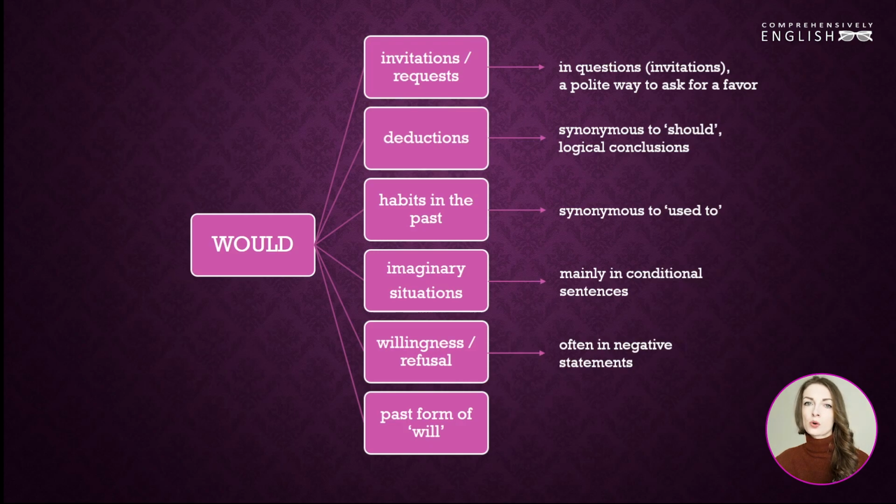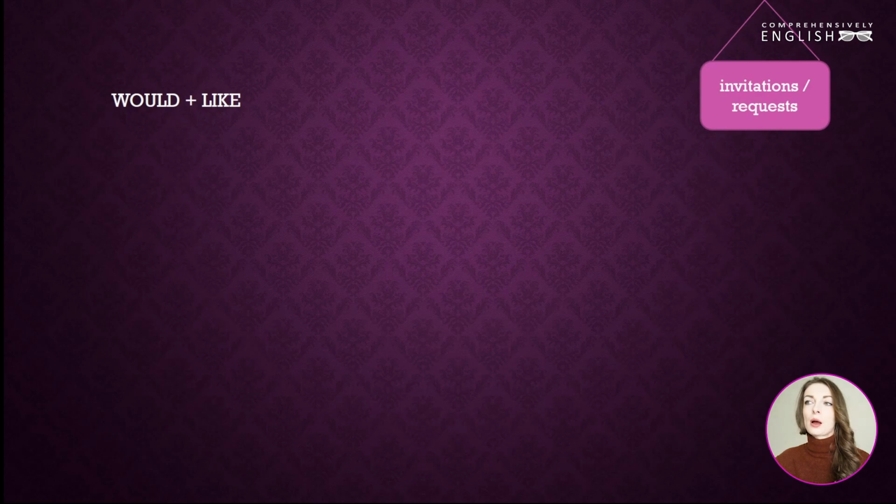The car won't start, it's very cold. In the past would be the car wouldn't start, it was very cold. And would is, of course, the past form of will. It's important because you would use would instead of will when you sequence the tenses. Now let's talk about the first idea that would can express, its invitations and requests.